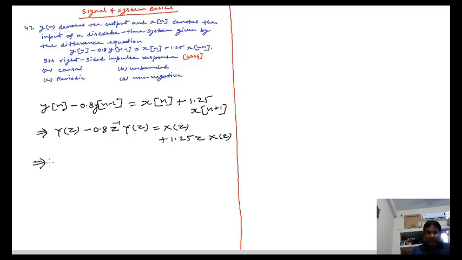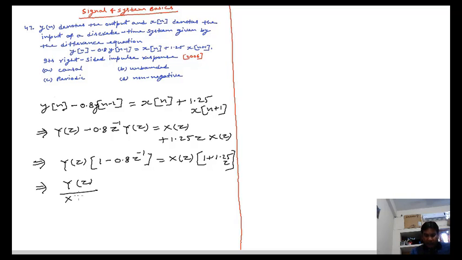Now if we take Y(z) and X(z) common, then it becomes Y(z) into 1 minus 0.8 z inverse, equal to X(z) multiplied by 1 plus 1.25 z. I think it is clear to all of you how I have written these things. So Y(z) by X(z) would be nothing but 1 plus 1.25 z divided by 1 minus 0.8 z inverse.